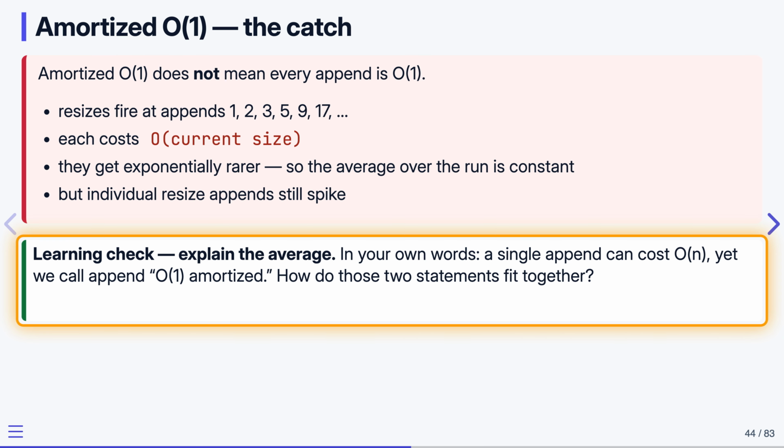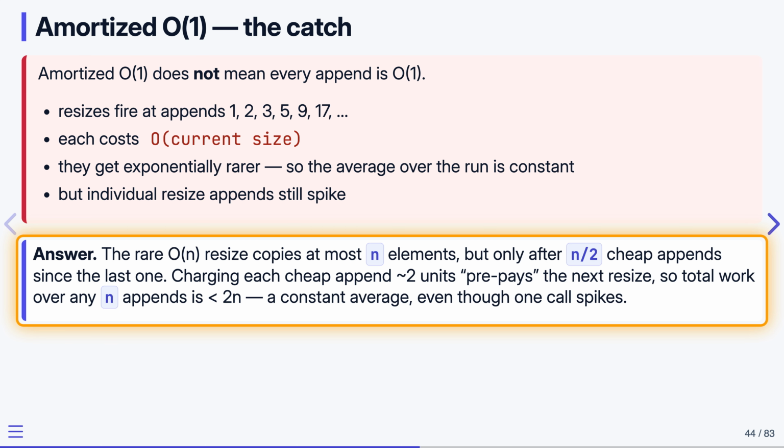Let's check your understanding. In your own words, a single append can cost big O of n, yet we call append big O of 1 amortized. How do these two ideas fit together? Think for a moment. Now the answer. The rare big O of n resize copies at most n elements, but it only happens after n over 2 cheap appends since the last one. Each cheap append prepays about 2 units, so the total work over any n appends is under 2 times n, and that is a constant average, even though one call spikes.